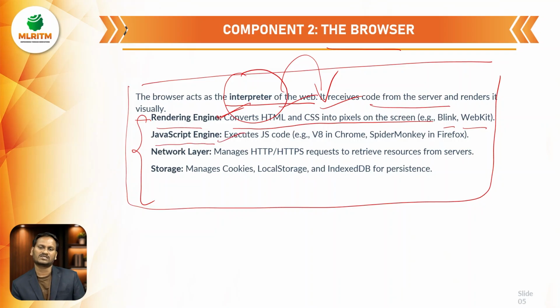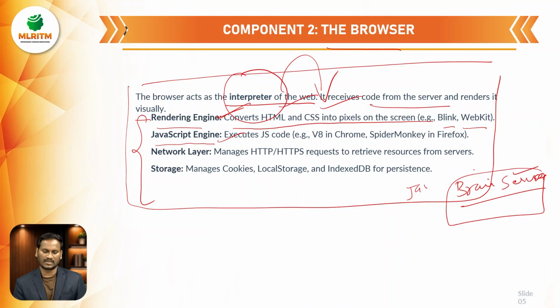Then the JavaScript code, the JavaScript engine. What is the JavaScript engine? The JavaScript engine is the brain of the server. We can say brain of the server. Whatever input the user is giving, it processes the JavaScript code and gives back the response. It's the brain of a server. In simple words, what is the JavaScript engine? Brain of a server or website.